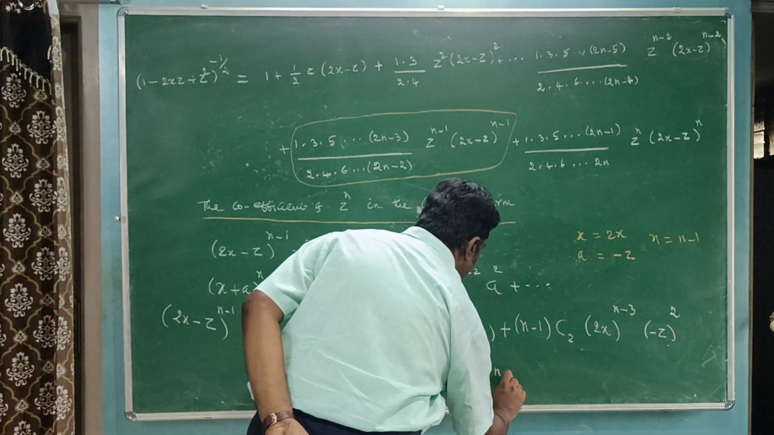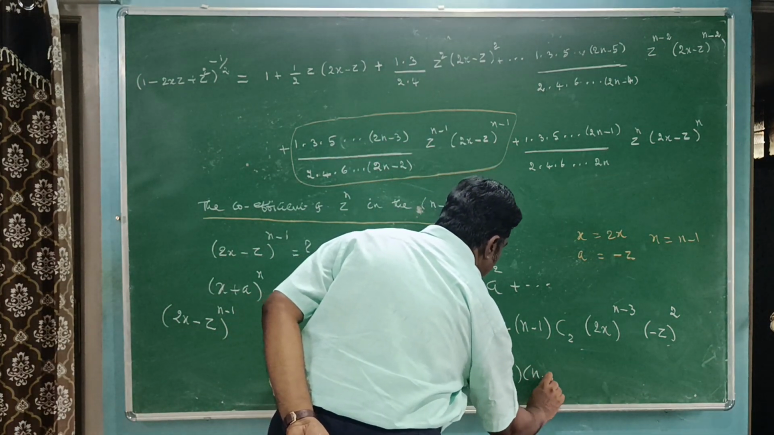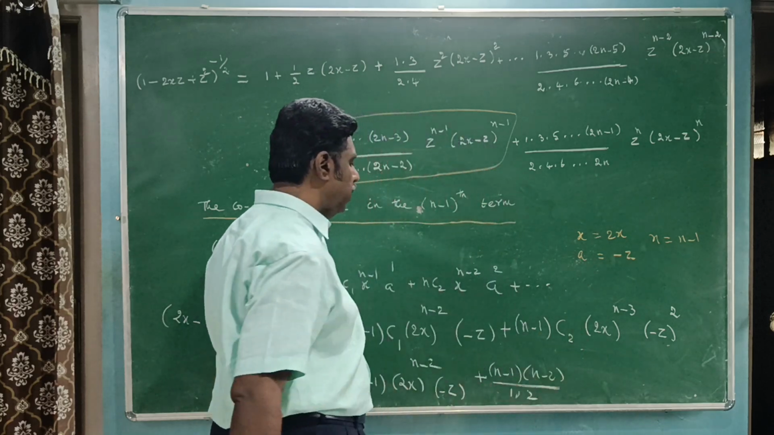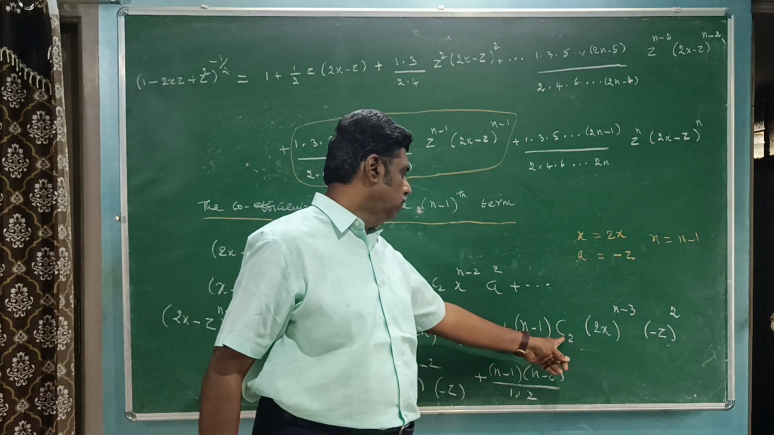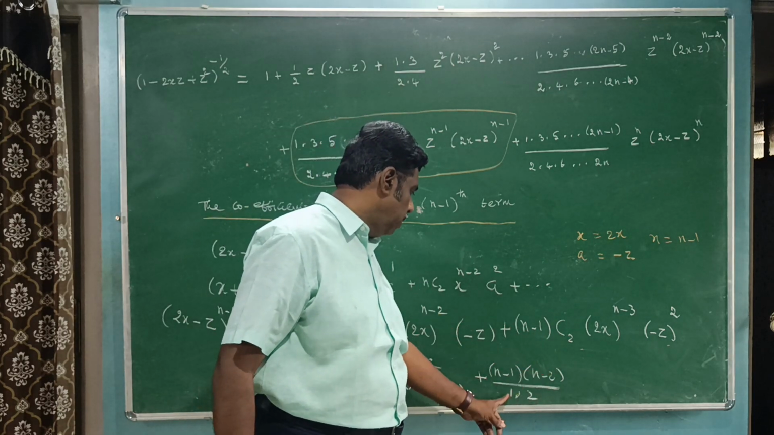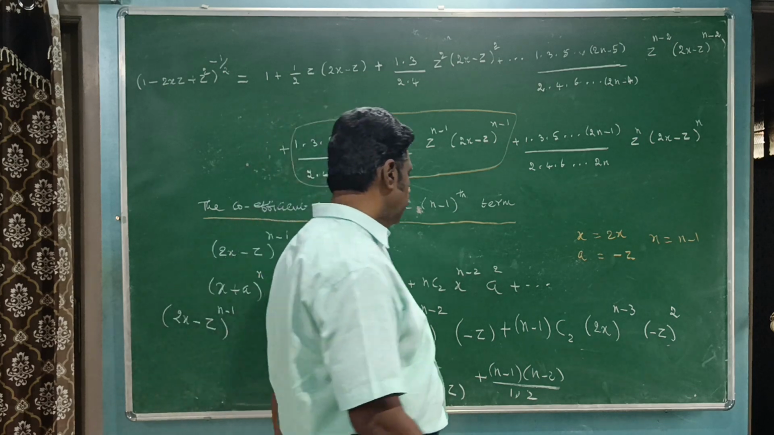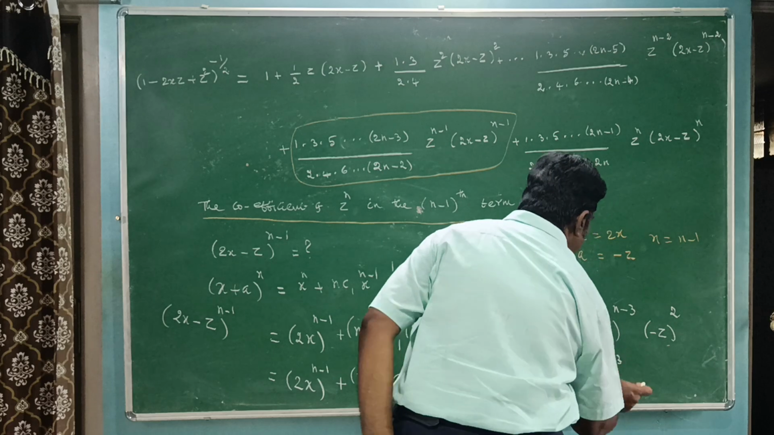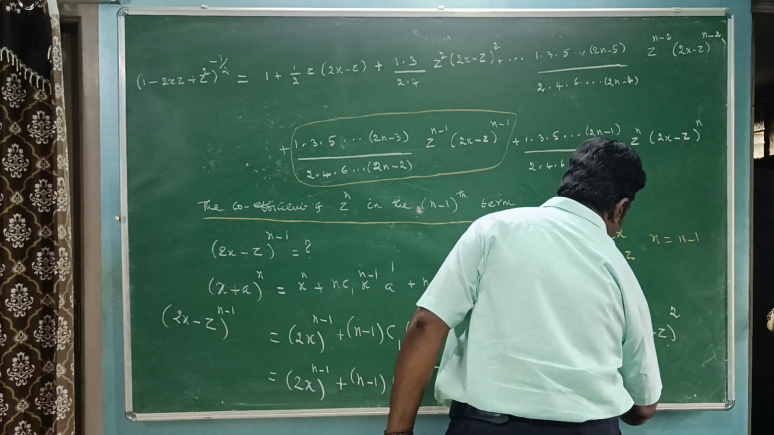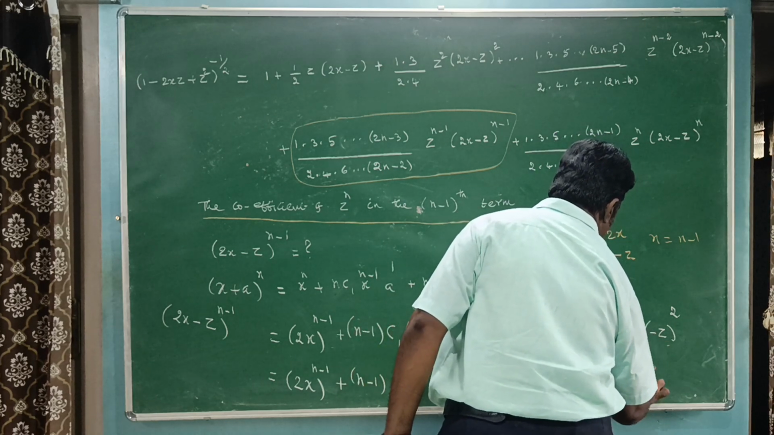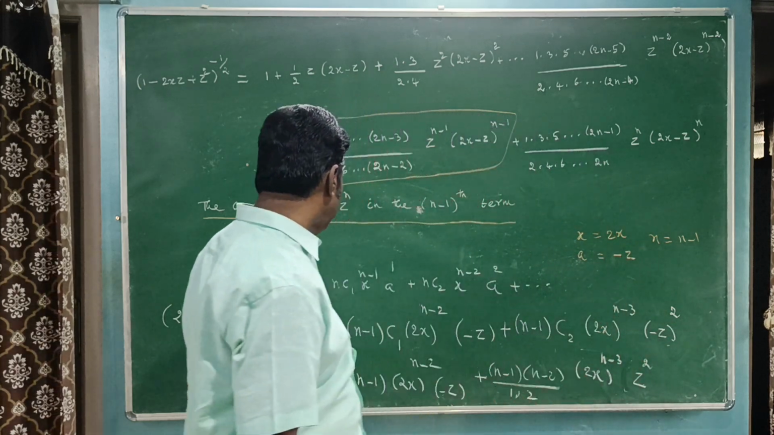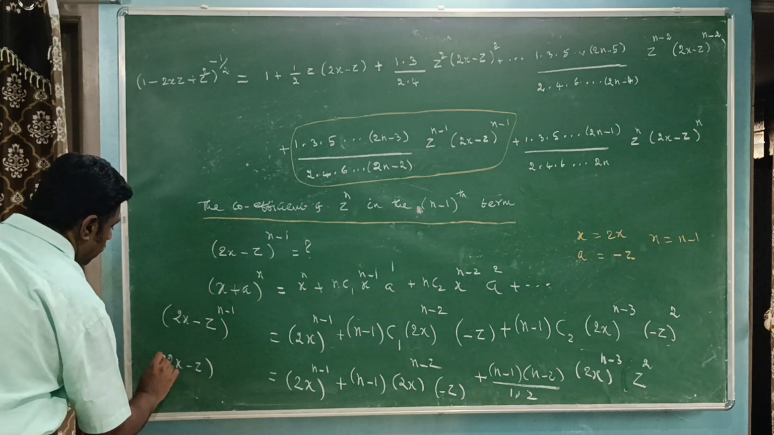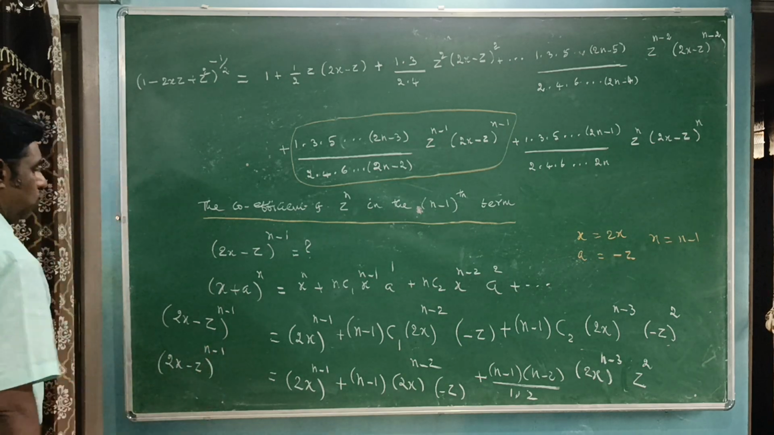plus n minus 1 into n minus 2 divided by 1 into 2. This is the meaning for n minus 1 into c2. n minus 1 into c2 is n minus 1 into n minus 2 divided by 1 into 2. Here 2x power n minus 3. Here this is z square, because minus z whole square is z square. This is the value of 2x minus z power n minus 1.